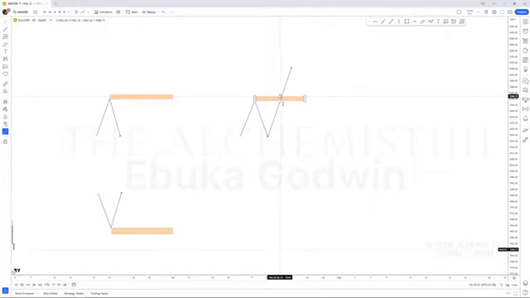Remember that. Once the resistance is broken, it will turn into a support. So we call this RBS: resistance broken, turning into a support. So this was a resistance. Now it is broken, then it turns into a support. That is why we call it RBS. Very simple. I'll show you examples.